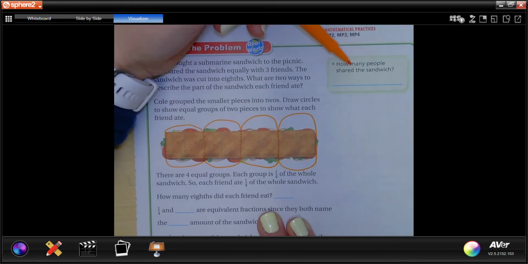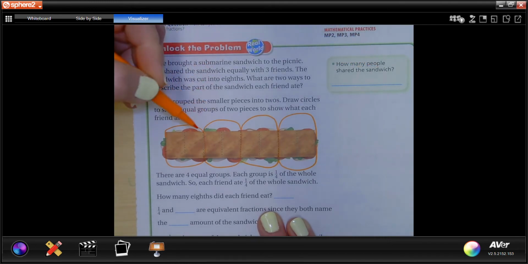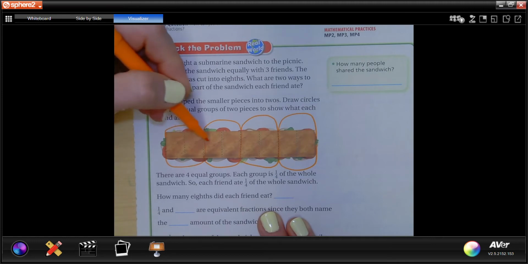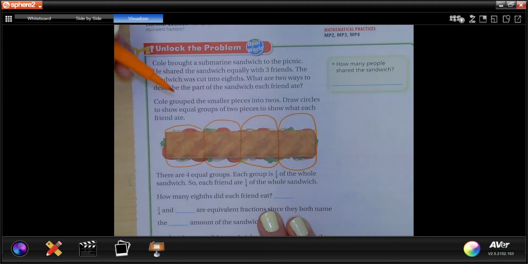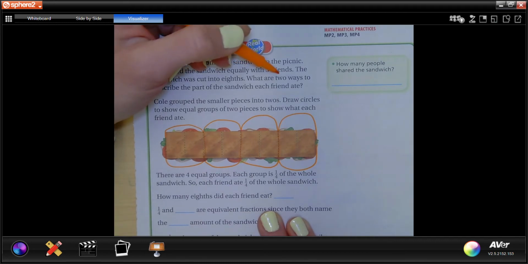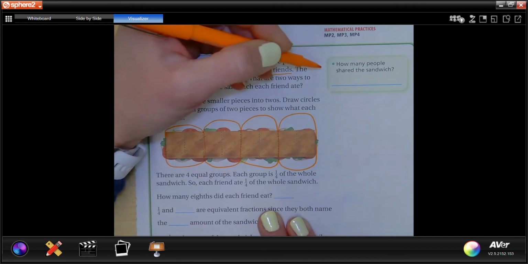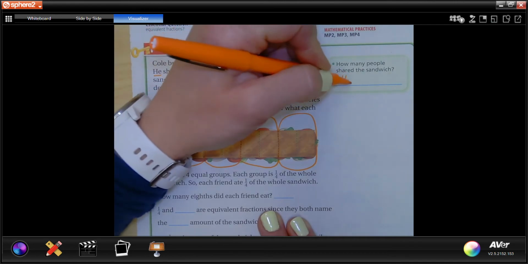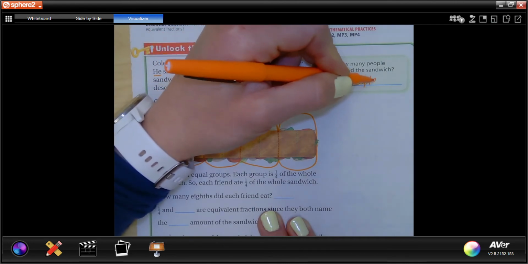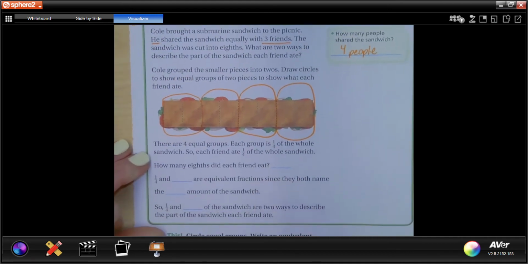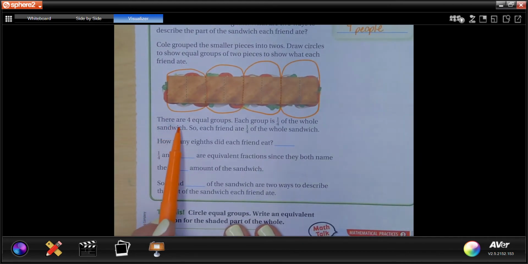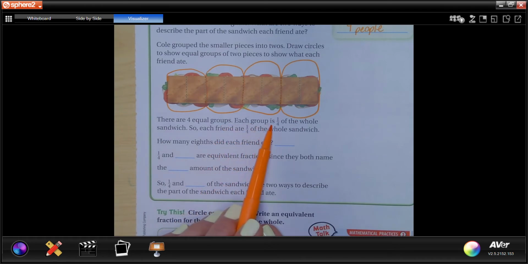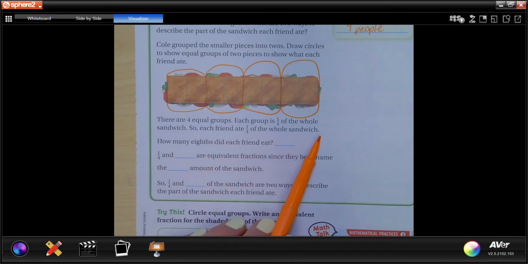How many people shared the sandwich? Okay, well, we have 1, 2, 3, 4. Is that right? It was Cole and his 3 friends. So he plus his 3 friends is 4 people. There are 4 equal groups. Each group is 1/4 of the whole sandwich. So, each friend ate 1/4 of the whole sandwich.